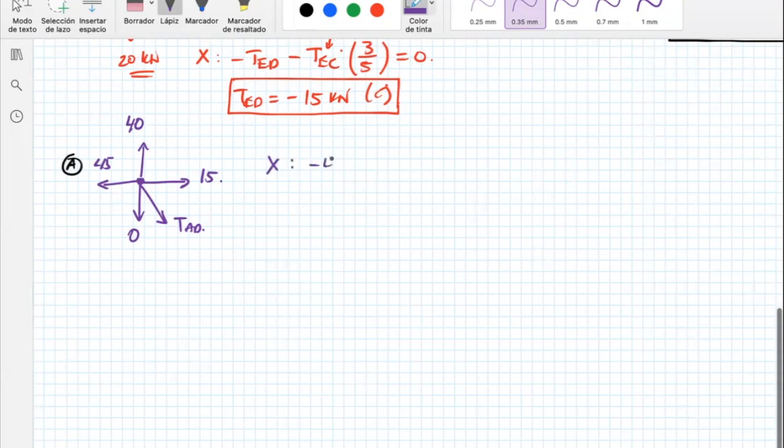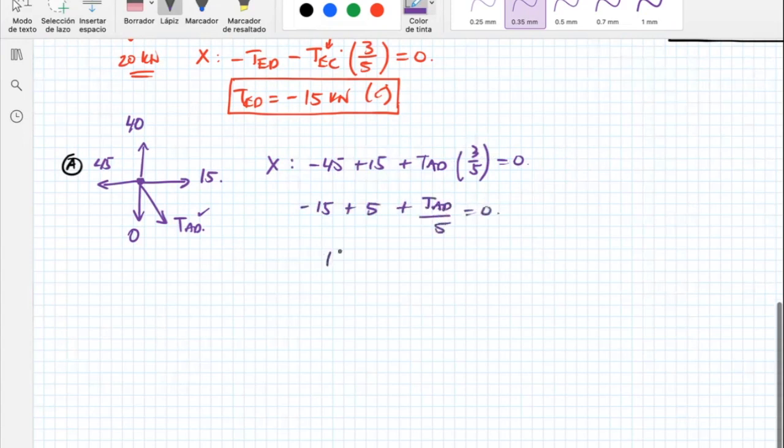For X, I will have minus 20, minus 45 plus 15, plus TAD because it's pulling to the right. But just the horizontal part, the horizontal part is this ratio, equals 0. From here, let's divide everything by 3, and you have minus 15 plus 5 plus TAD divided by 5 equals 0. Therefore, TAD will be equal to, well, you have minus 10 here. It passes as plus 10, so it's plus 50 kilonewtons as in tension. So you have it here.